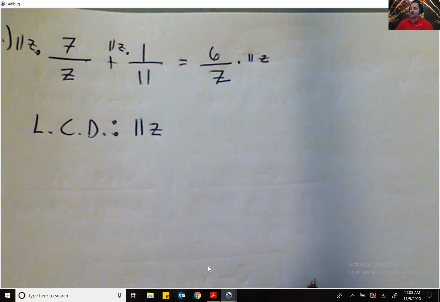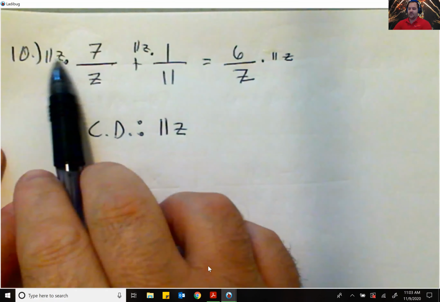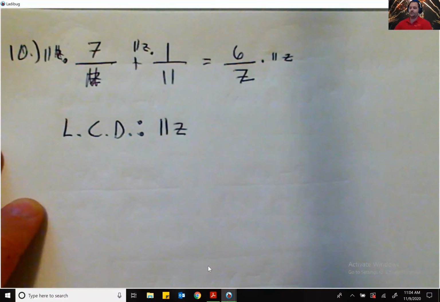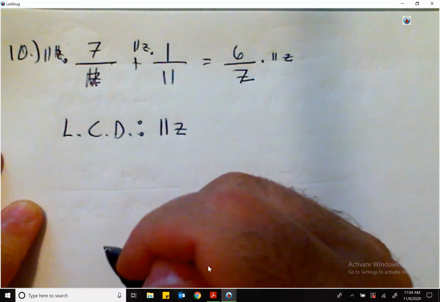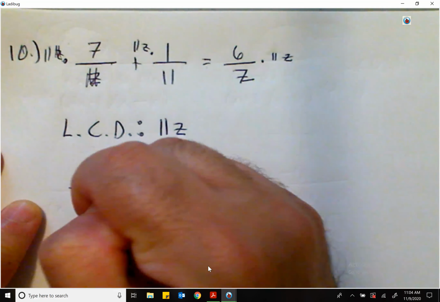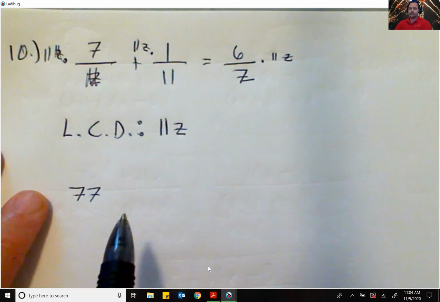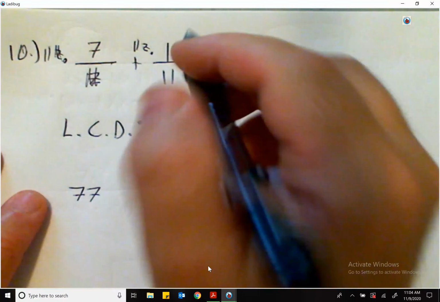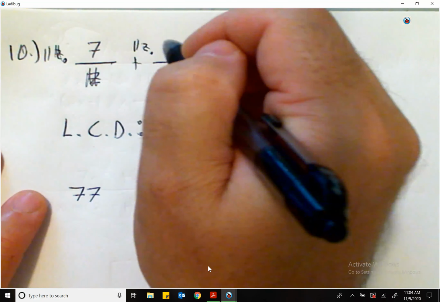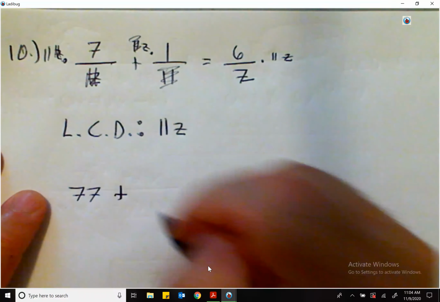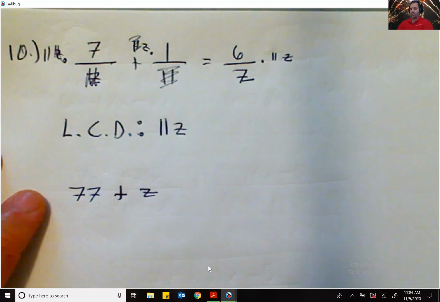All right. So what's going to happen between the 11Z and this Z? Cancels the Z and leaves us with 77. Okay. What's going to happen between the 11Z and the 11? The 11's going to cancel out. And what do I get with Z times 1? 1Z. There you go. Just Z or 1Z, your choice.